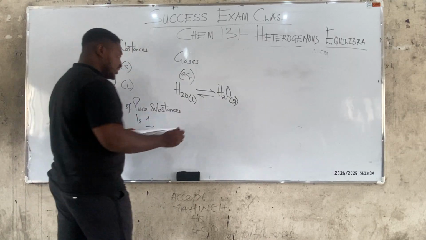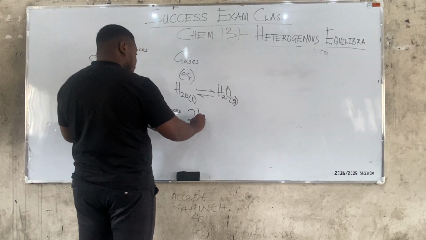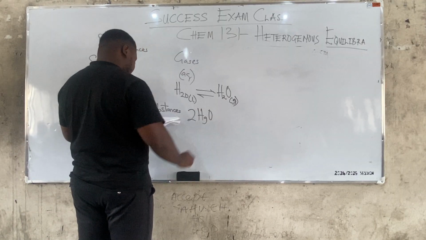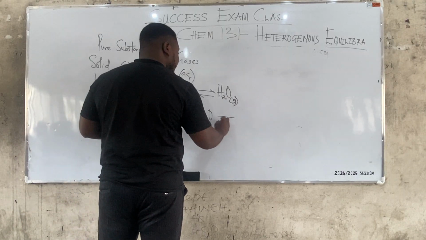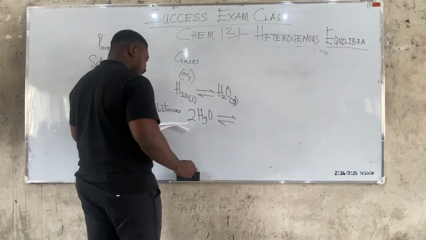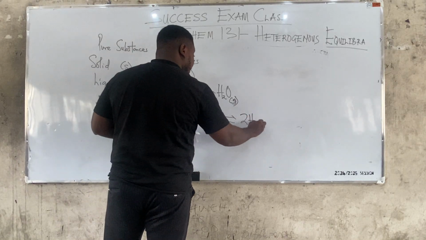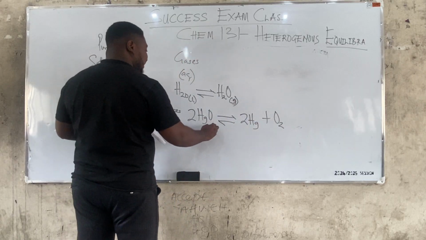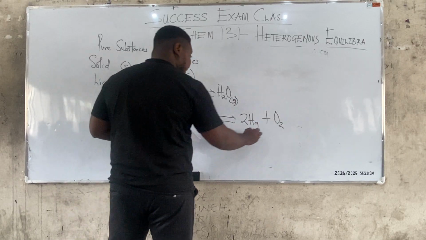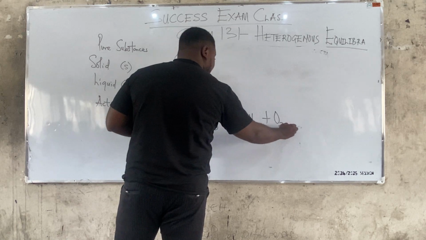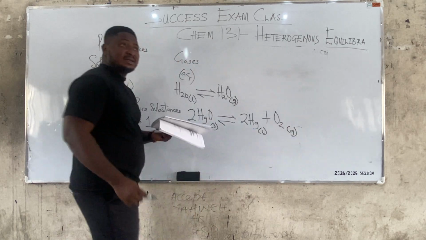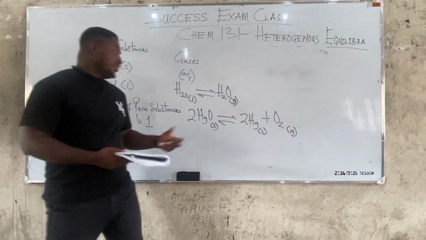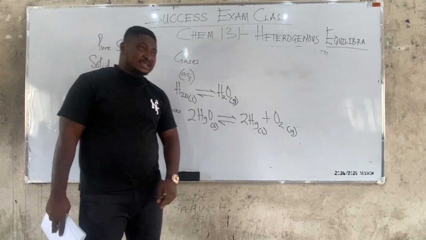Another example of heterogeneous equilibria, we have mercury oxide, when mercury oxide decomposes to give mercury and oxygen. Mercury oxide is a solid. When it decomposes, it gives liquid mercury and oxygen gas. So a solid broke down to give liquid and what? Gas, heterogeneous.